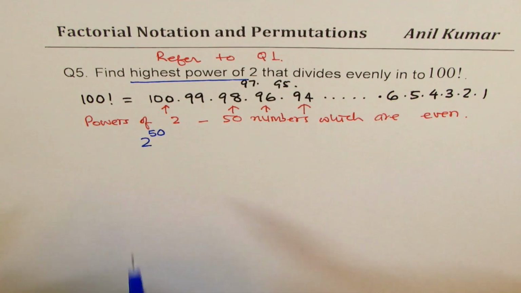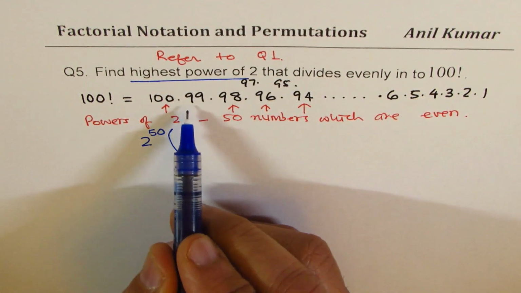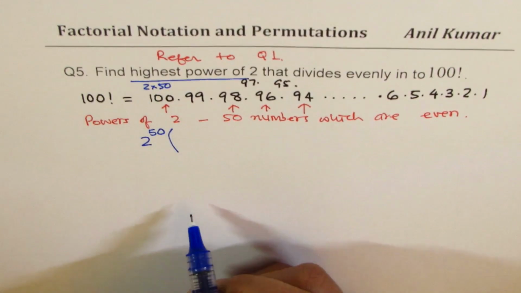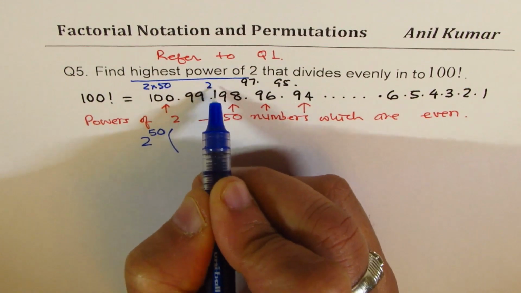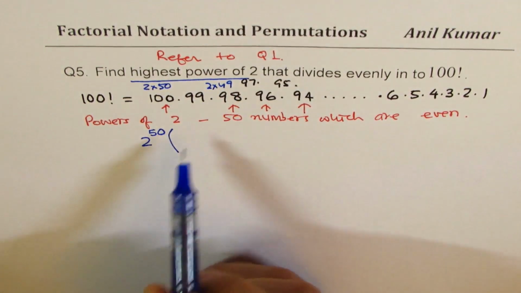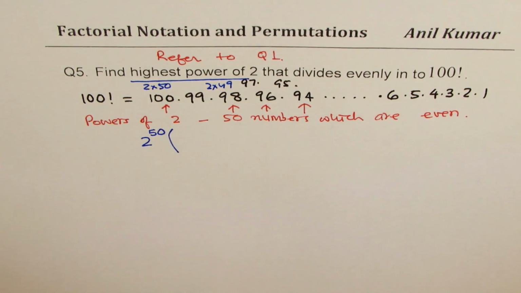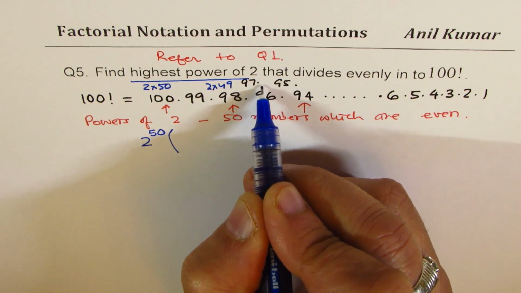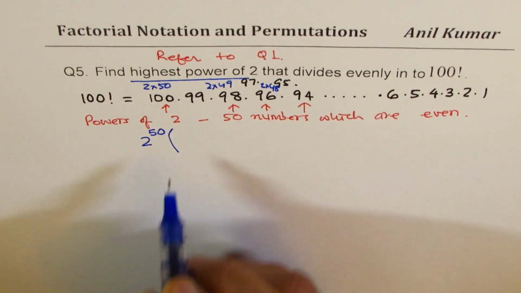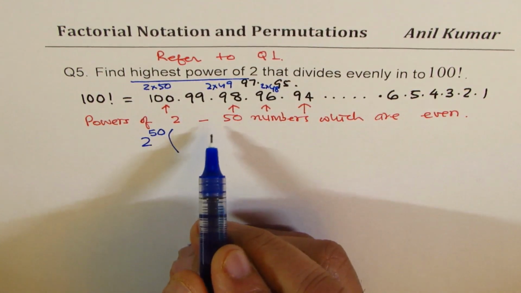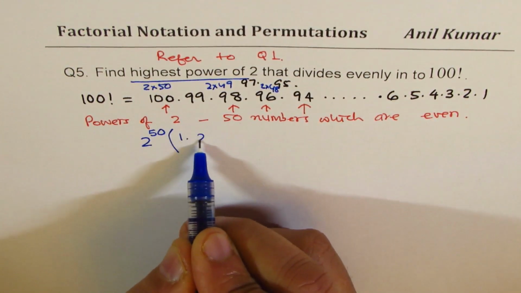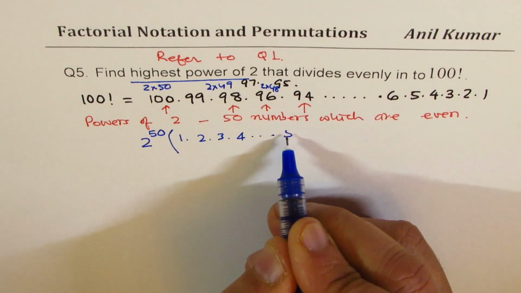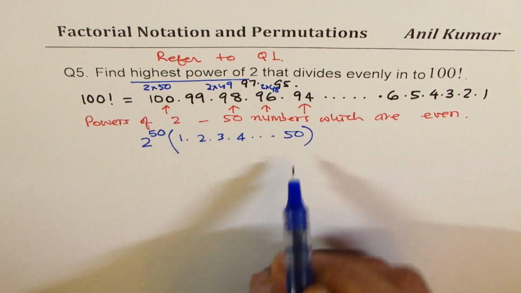So we have 2 to the power of 50, and if I take those numbers out, 100 could be written as 2 times 50. 98 could be written as 2 times 49, and so on. And 96 could be written as 2 times 48, correct? So if I take only those even numbers, I'm left with the numbers 1, 2, 3, 4, and so on till 50. These are those even numbers, right?